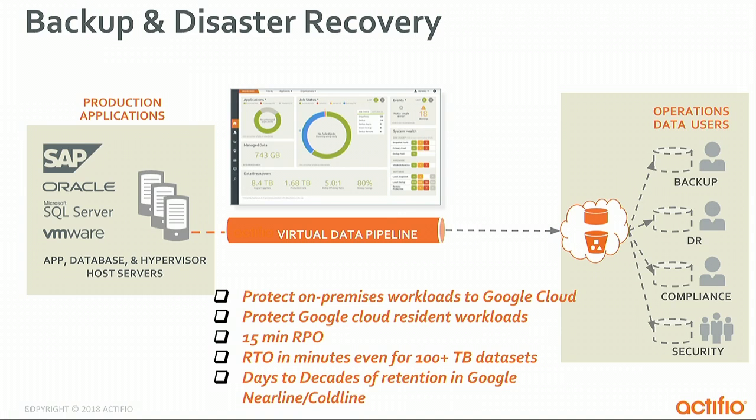So everything we do is discrete images, app consistent, which is important for us, but it's not real-time or CDP. It's going to be job-based, and RPOs along the lines of 15 minutes is what we advertise. And Actifio software runs natively in GCP. It runs on premises. It runs anywhere the data is, and takes this application-consistent data and provides access to it wherever you'd like to use it.